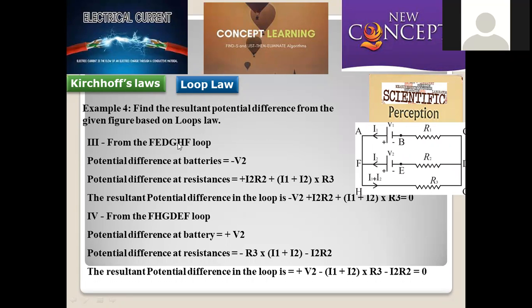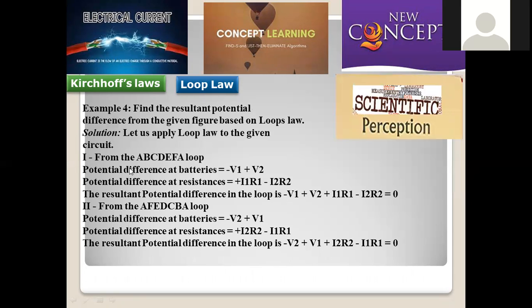Here F, E, D, G, H, F loop, right? Where is G? Here is the G, and here is the H, F. So here you can clearly observe this is one loop, and A, B, C, D, E, F is another loop. So two loops are present in this. Now let us see here.